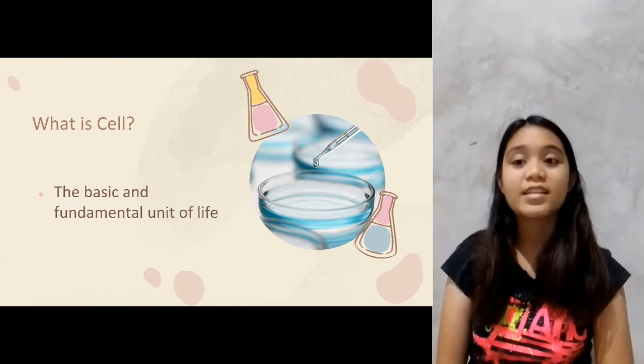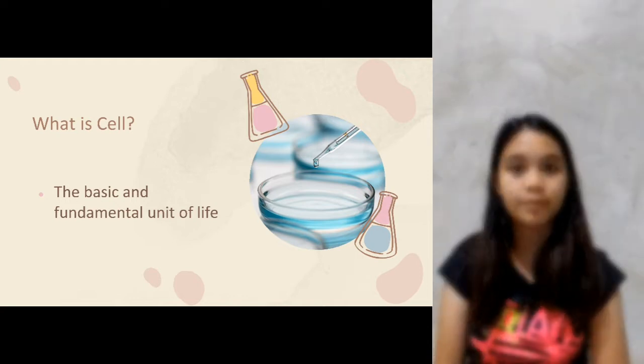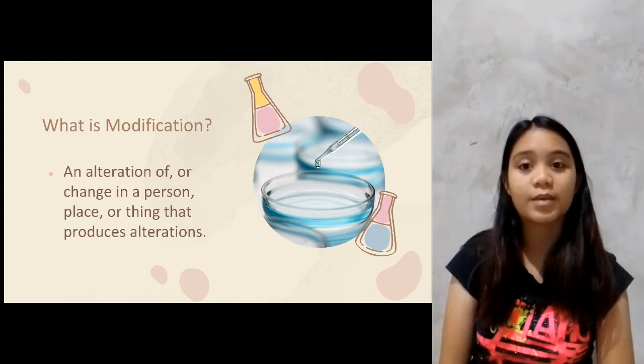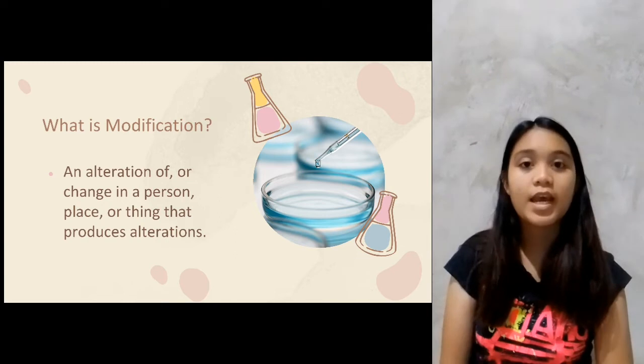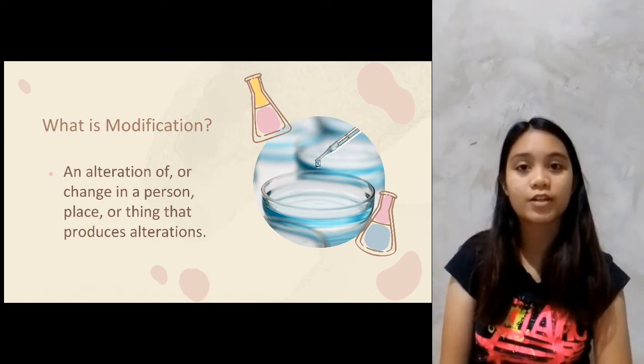What is a cell? A cell is the basic and fundamental unit of life. It is the smallest unit that can live on its own and that makes up all living organisms, including the tissues of the body. What about modification? Modification is the ability to modify a cell's genetic material in order to make it react to a particular stimulus. It is an alteration or change in a person, place, or thing that produces alterations.